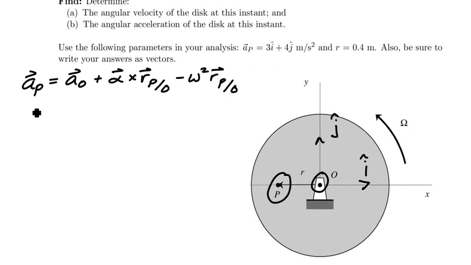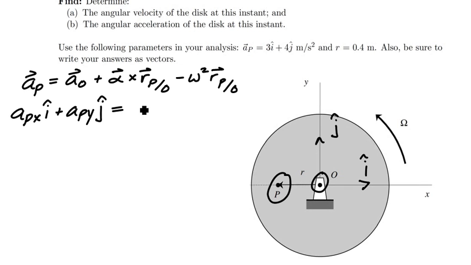At this juncture I can go ahead and make some substitutions to get the answers that I'm looking for, namely the angular velocity omega and the angular acceleration alpha of the disk. Here's how we'll do that. We'll start by saying that the acceleration of point P can be written as some value a_px, a known numerical value in the i, plus a_py, another known numerical value in the j.